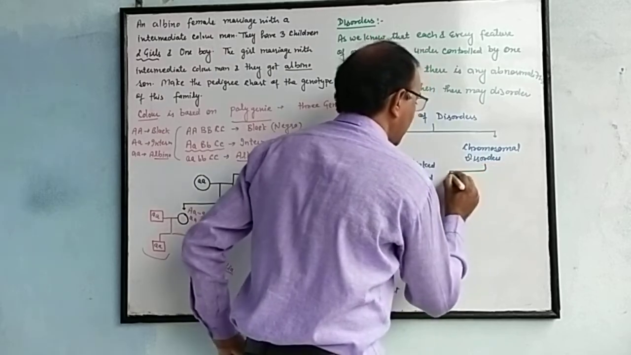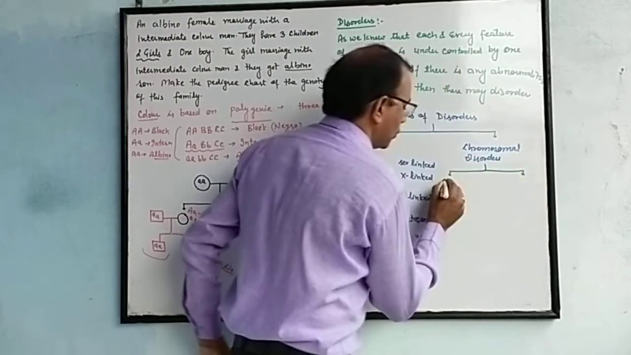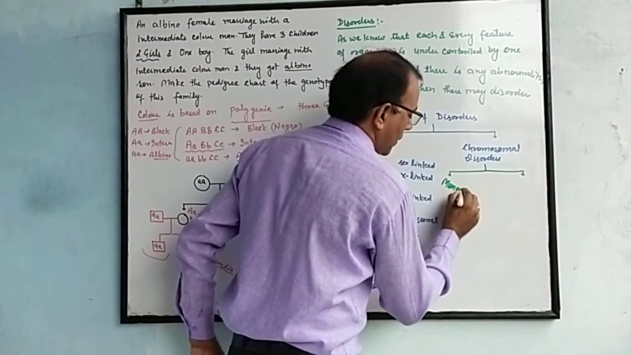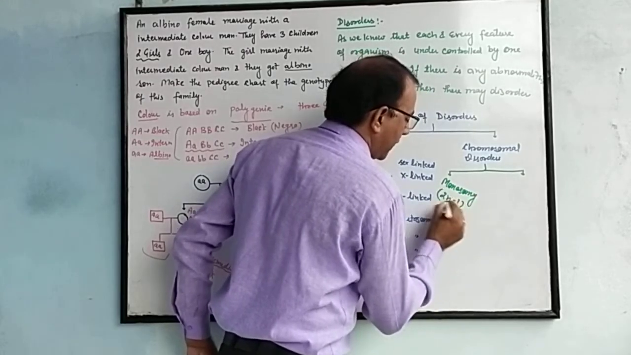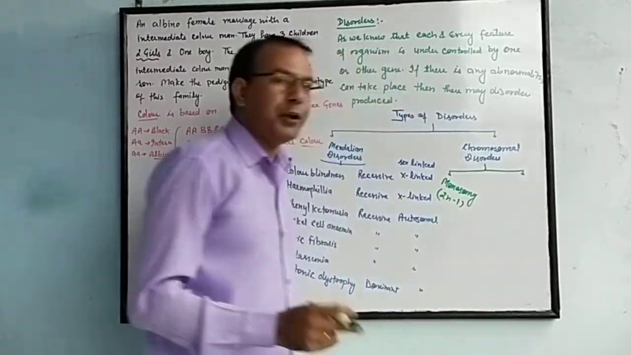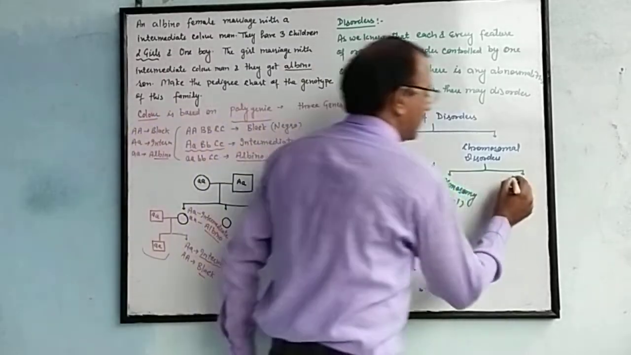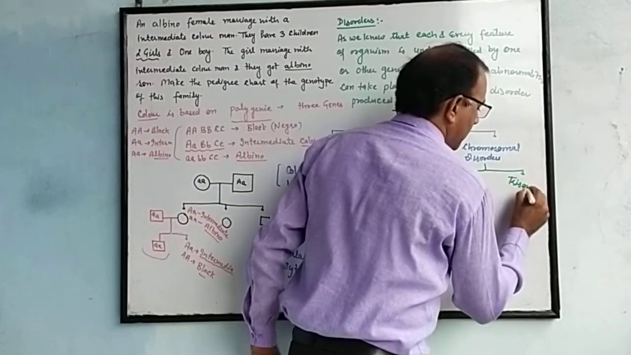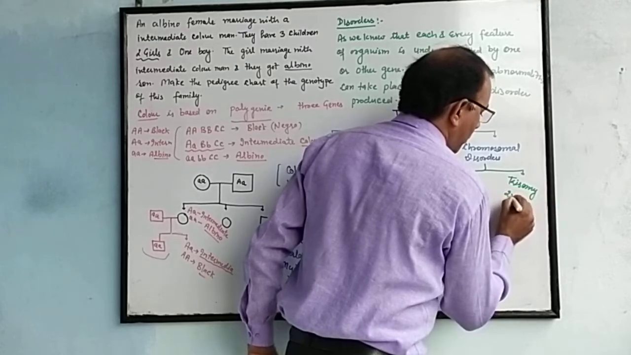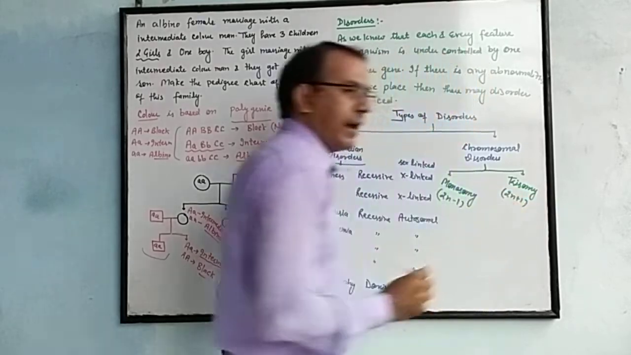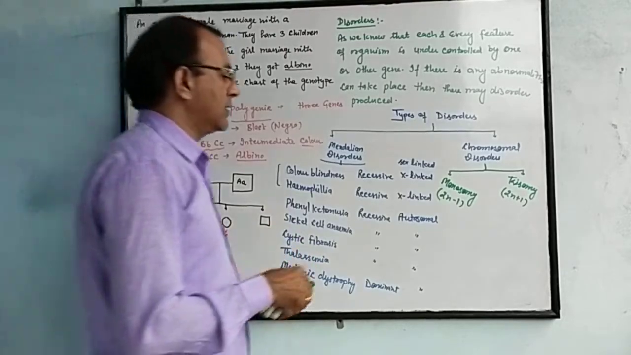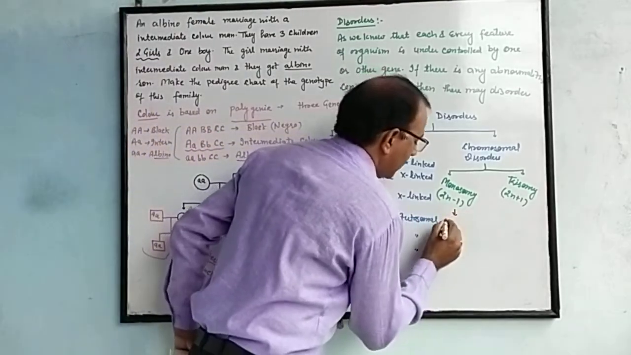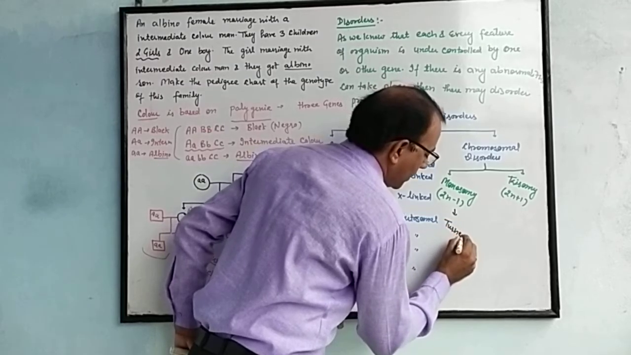Chromosomal disorder is mainly of two types. Monosomy, which means 2n-1: one chromosome, one set of chromosome, may be reduced. Or trisomy, which means one chromosome is added, 2n plus 1. For monosomy, in this chapter we will discuss a disorder, Turner syndrome.